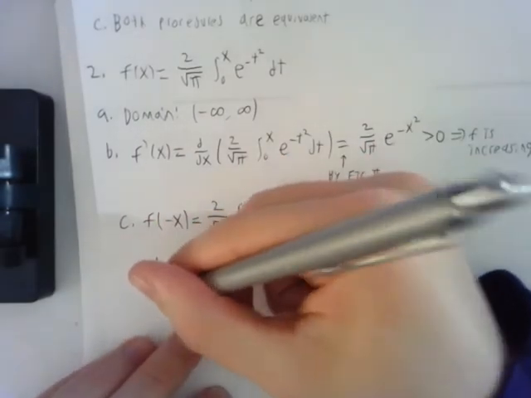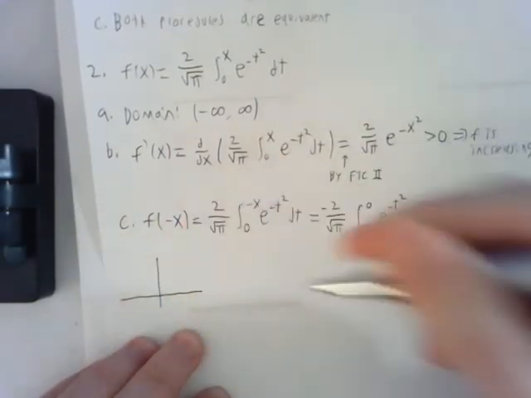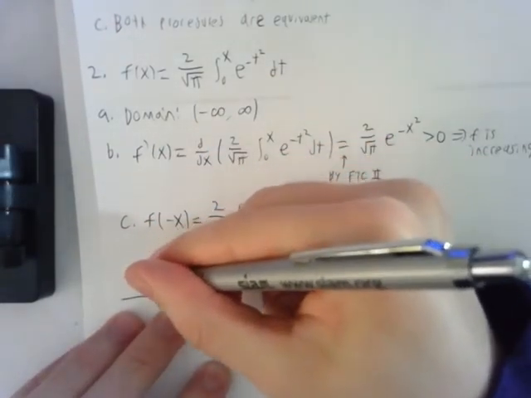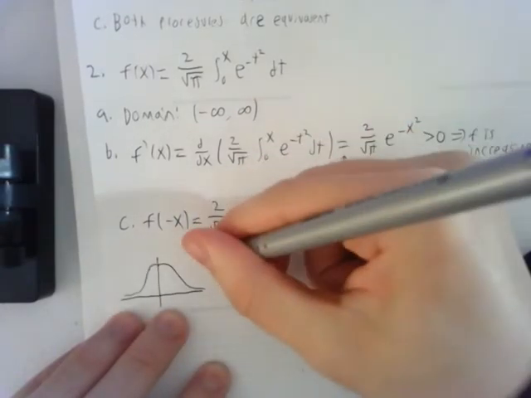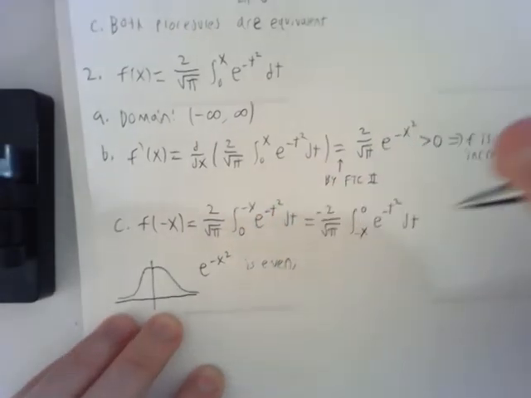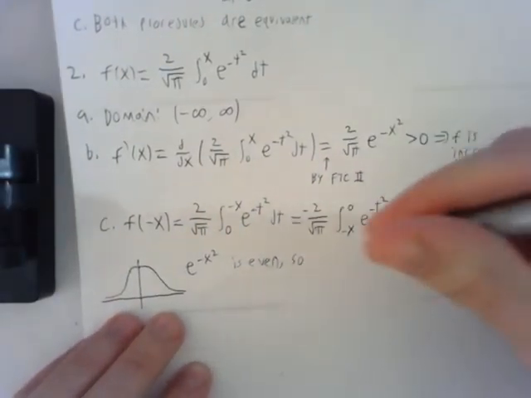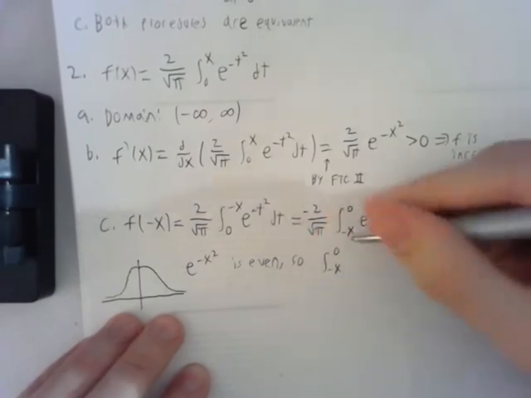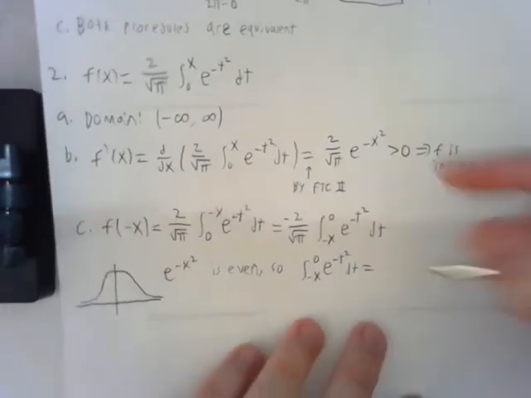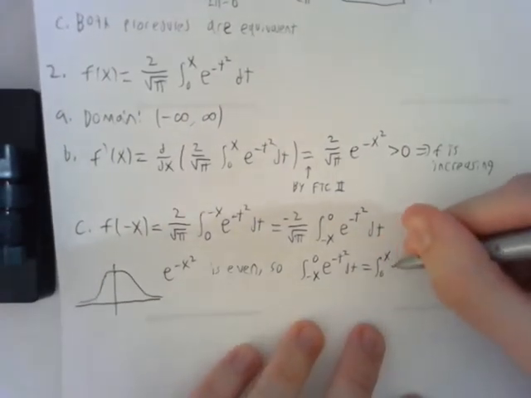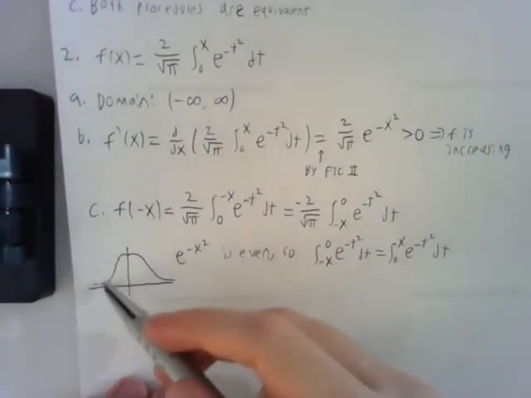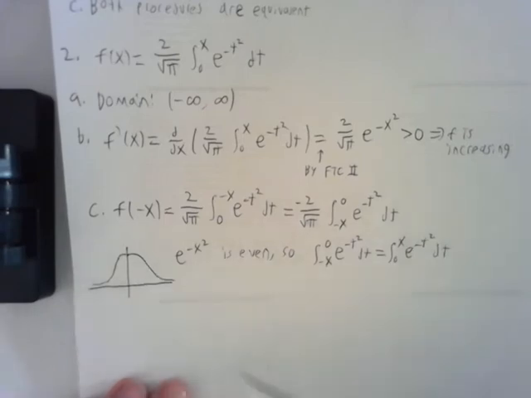But now, if we take a look at the function e to the negative t squared, it looks something like this. So e to the negative x squared is even. So what this means is that the integral from negative x to 0 e to the negative t squared dt is the same as integrating from 0 up to x e to the negative t squared dt, right? Because the area over here to the left of the x-axis is symmetric with the area over on the right.